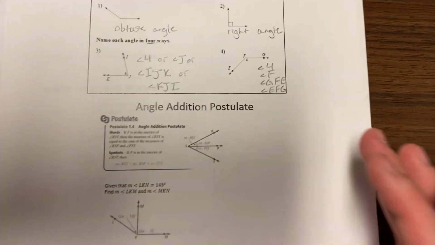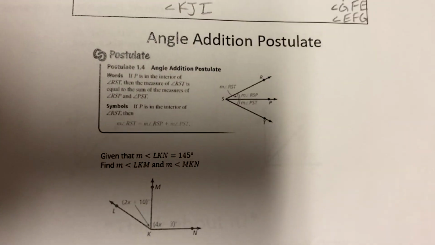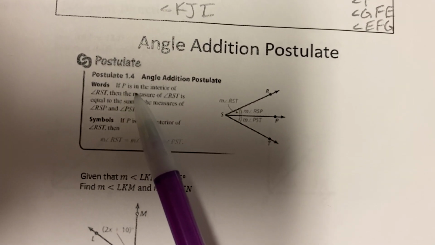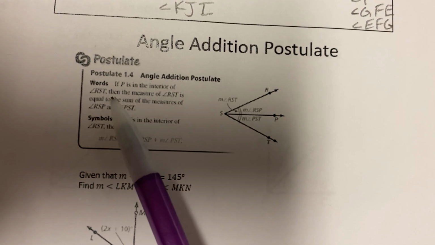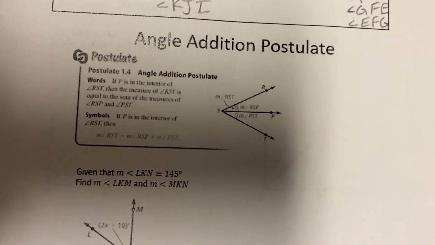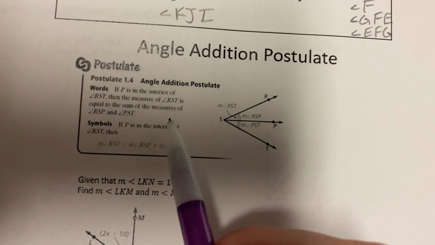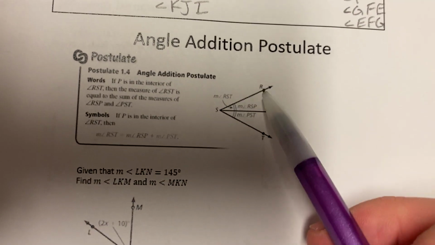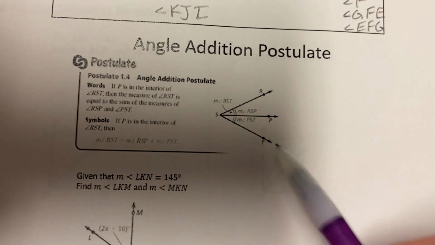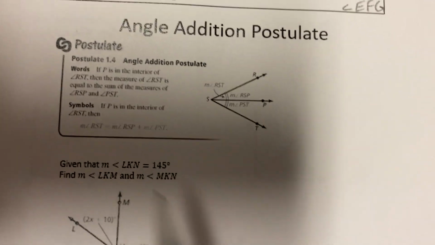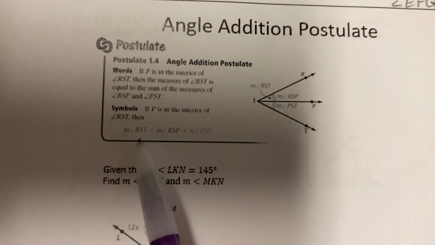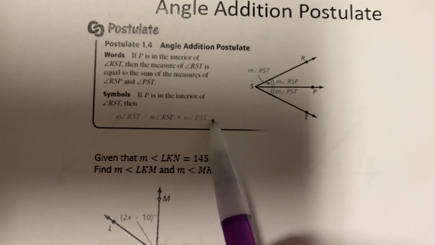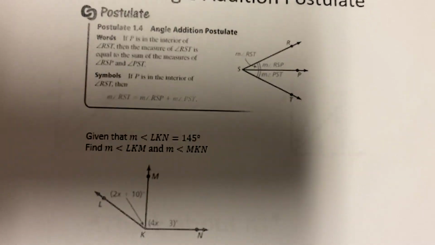But here we go. Here's our angle addition postulate. And we'll zoom in just a little bit so you can see. So the angle addition postulate says if P is in the interior of angle RST, then the measure of RST is equal to the sum of the measures of RSP and PST. So that's just a lot of words to say: this angle plus this angle equals this whole angle. Pretty much it. And here it is in mathematical symbols. So RST, which is that whole angle, is equal to these two smaller angles added together.